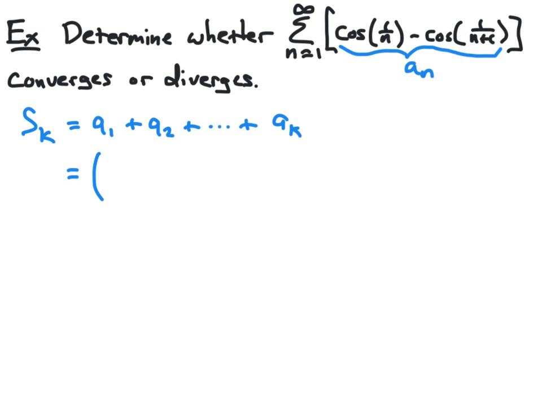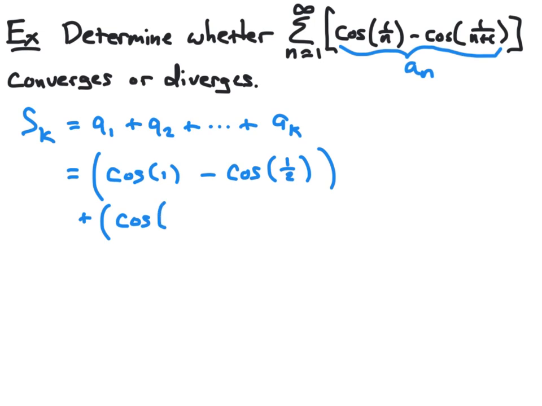a sub 1, for example, is what we get by substituting 1 in for n into this expression for a sub n. So we get cosine of 1 over 1, which is cosine of 1, minus cosine of 1 over 1 plus 1, or cosine of 1/2. And so here we have our first term, a sub 1, in our partial sum. We're going to add to that the term a sub 2, which will be cosine of 1 over 2 minus the cosine of 1 over 2 plus 1, which will be 1/3. So we have a sub 2 being cosine of 1/2 minus cosine of 1/3.